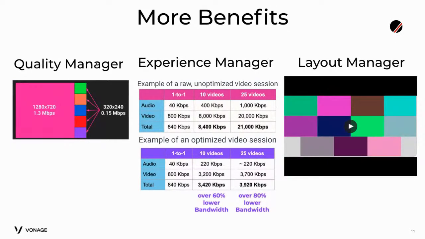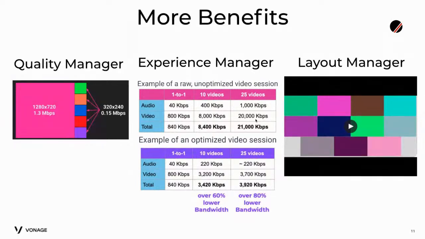So that's what the quality manager does. And then the experience manager, again, it helps with decreasing the bandwidth. So as you can see here, 1-to-1, the audio is like 40 kilobits per second. Video, and so a total of like 840. Now, if you have 10, it's basically multiplying by 10, and it goes up. 25 goes up even more, right? And so these are things where it's unoptimized.